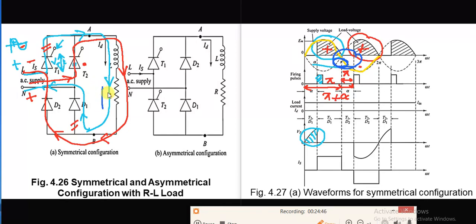R, the freewheeling action will take place from this and the current will move in this loop itself. So this is the advantage of using this diode. The freewheeling action will continue in this loop itself.